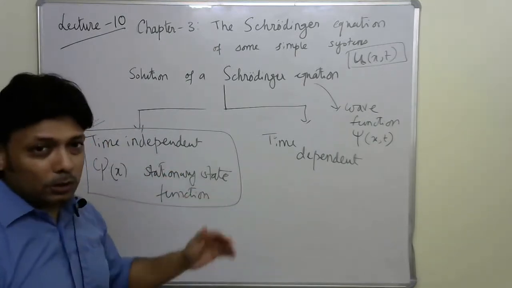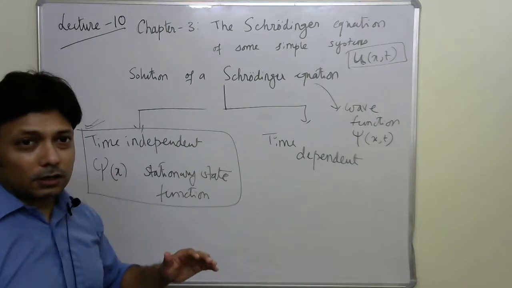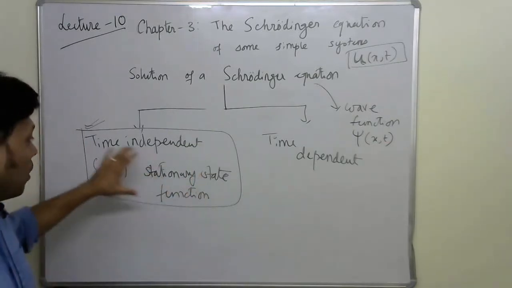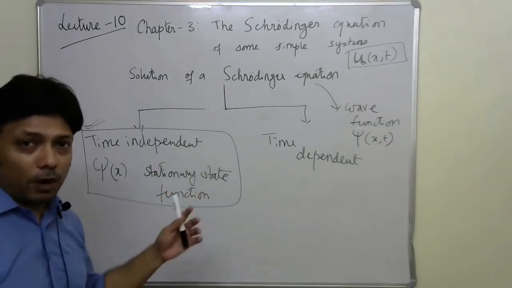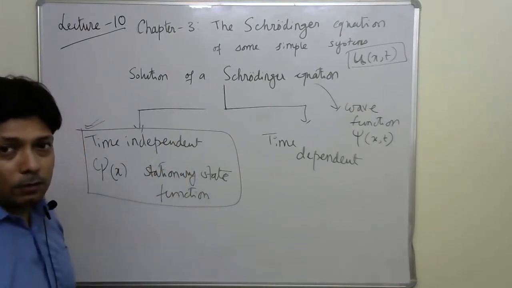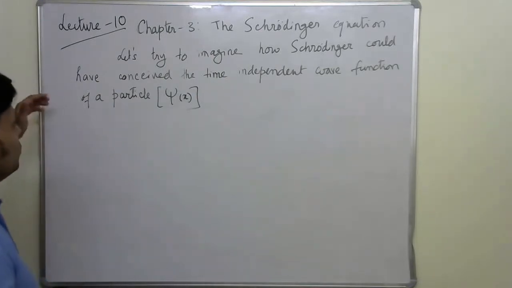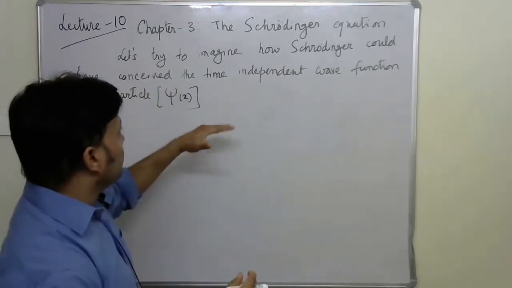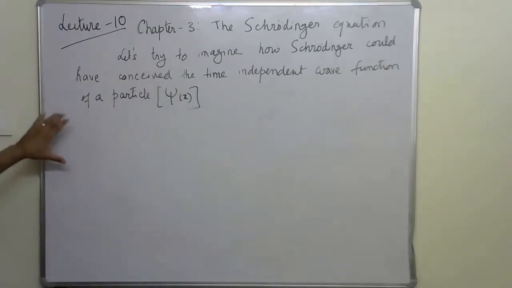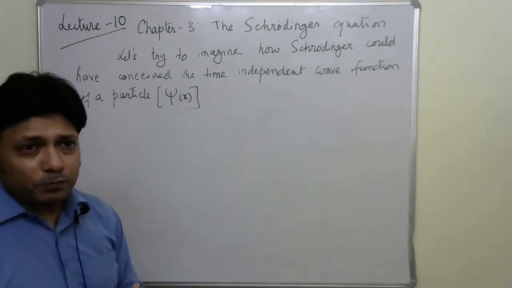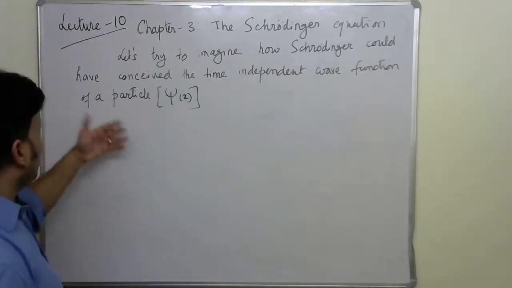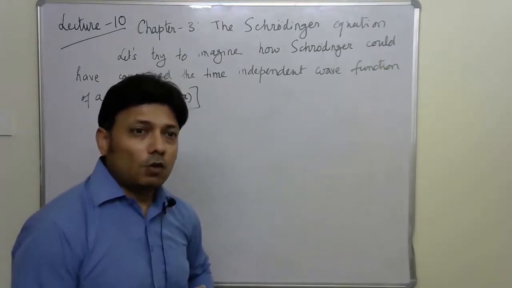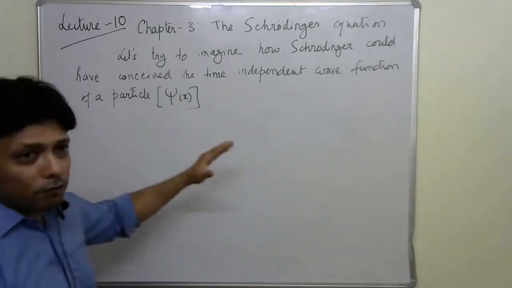Let's take a look at how Schrodinger could have imagined the development of the time independent Schrodinger equation, from which a stationary state wave function can be found. So now we will try to derive, in an indirect manner, how the Schrodinger equation for a time independent system arises. Let's imagine how Schrodinger could have conceived the time independent wave function of a particle.